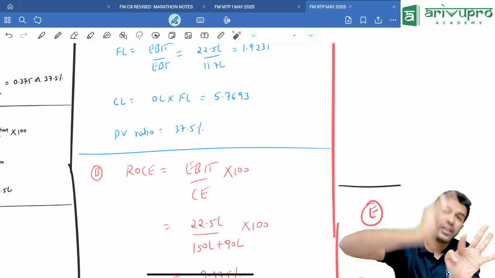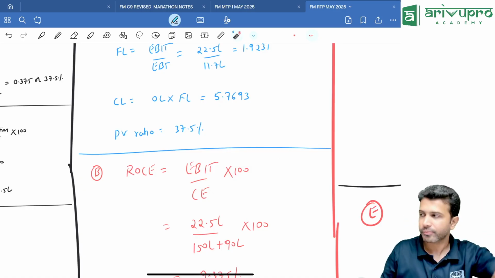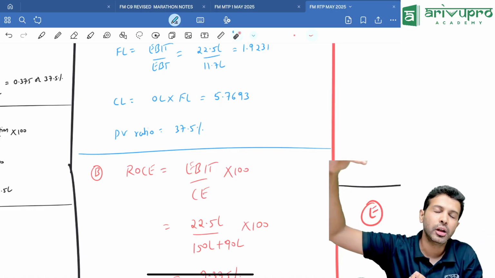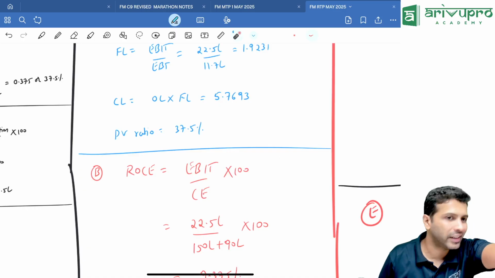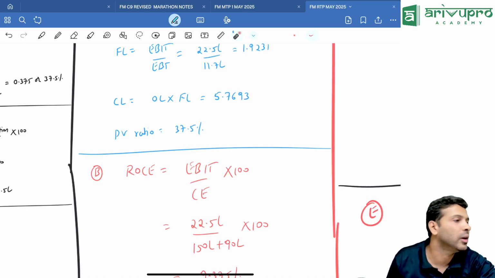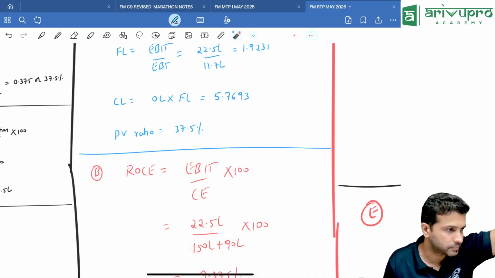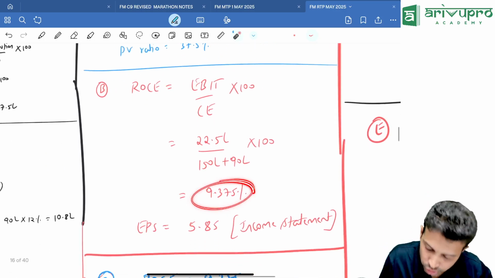Equity share capital, add reserves and surplus, add debt, add preference share capital. Reserves and surplus information, preference share capital information not given. Only equity share capital and debt they have given. How much is equity share capital given? 150 lakh. Debt they have given to be 90 lakh. Both are given in the data only. So if you add these two, you'll get 240 lakhs. Calculate ROCE. How much?